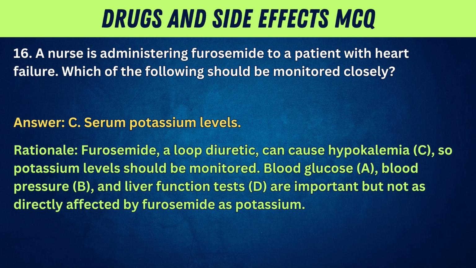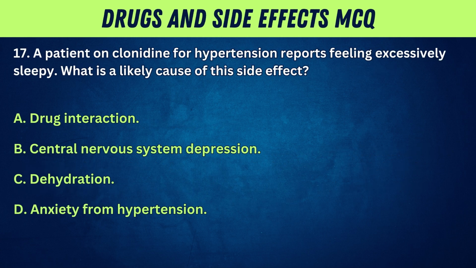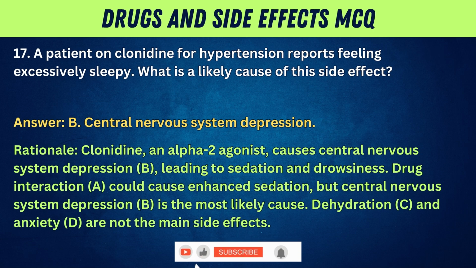Blood glucose, A, blood pressure, B, and liver function tests, D, are important but not as directly affected by furosemide as potassium. 17. A patient on clonidine for hypertension reports feeling excessively sleepy. What is a likely cause of this side effect? A. Drug interaction. B. Central nervous system depression. C. Dehydration. D. Anxiety from hypertension. Answer: B. Central nervous system depression.